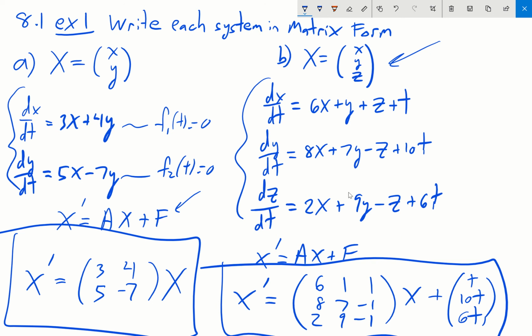Okay. Notice too, you have to pay close attention, making sure that they're written in standard order. If one of these variables or terms was missing, then of course you would want to plug it in here with a 0 coefficient.